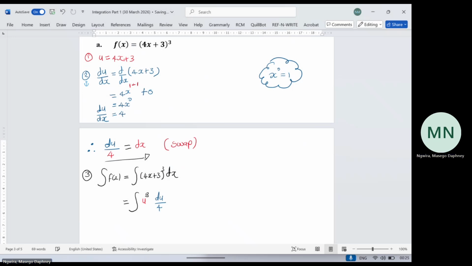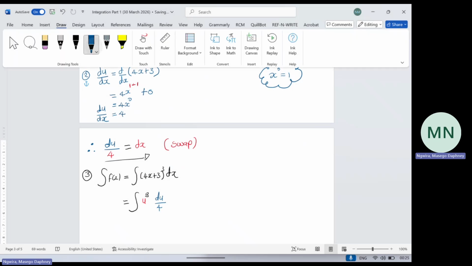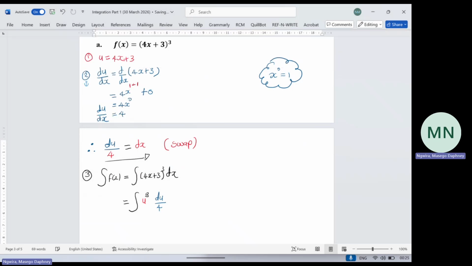From here, let me just write what we do. We substitute 4x plus 3 with u to the power of 3. And then we substituted dx with du over 4. Just in case you don't follow, that's what we did here.